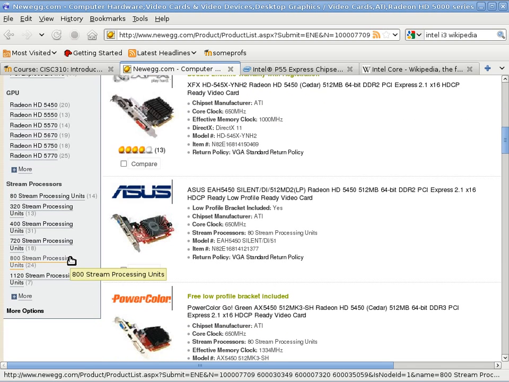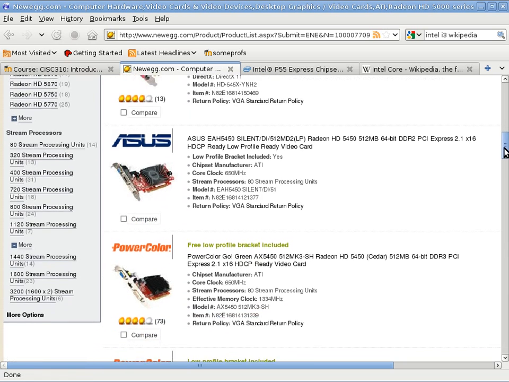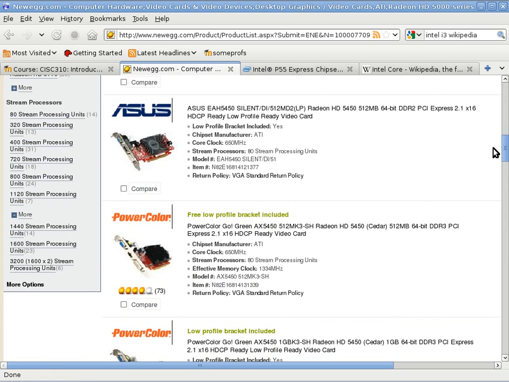Stream processors. Now that's the interesting part. How do you specify a graphics card? What is a stream processor? NVIDIA calls it a different name, but it's basically the same thing. One stream processor is basically a processor that is capable of doing 3D rendering and whatnot.